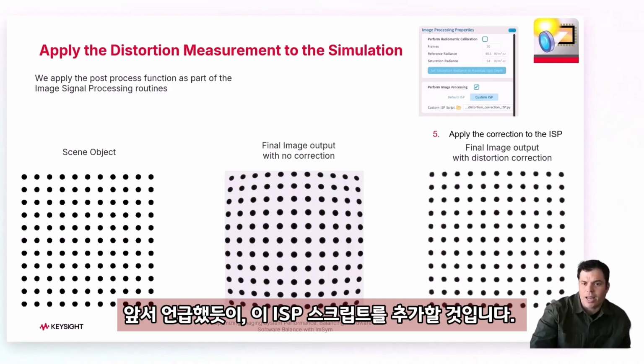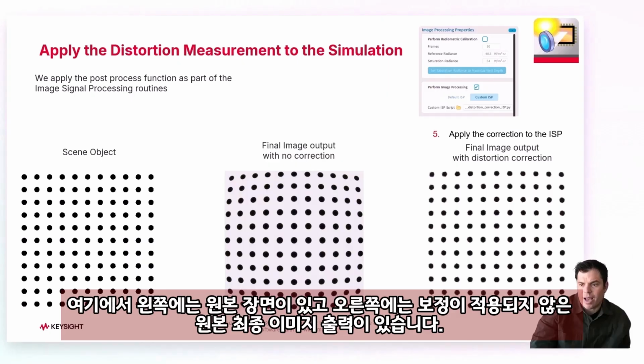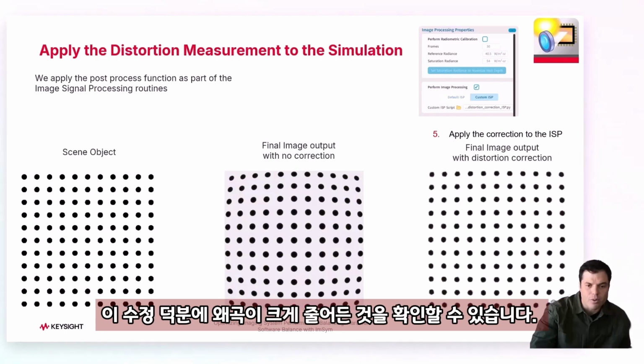As mentioned, we were going to add this ISP script. In the image signal processing pane of ImSym, we're able to add that distortion correction Python routine to the ISP itself. And what we see here is we have our original scene object on the left, and then we have the original final image output with no correction. But on the right here, we have the correction to the ISP with the distortion correction in play. Here we see that the distortion has been greatly reduced by that correction.